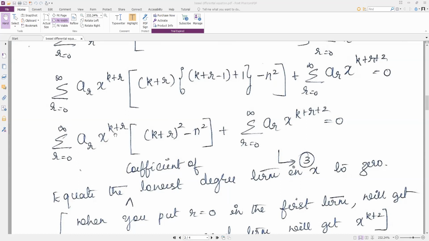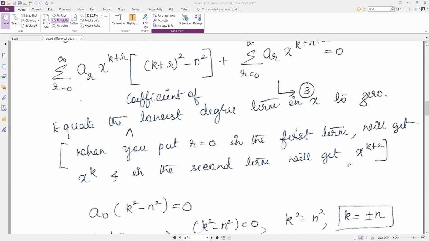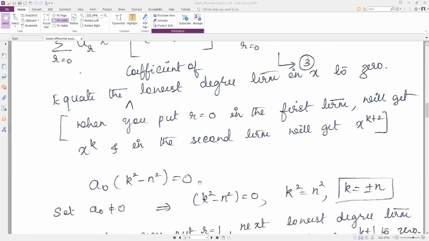So what is the coefficient of x to the power k? When you put r equal to 0, this is the lowest power of x. So let me equate the coefficient of x to the power k. So see, when you put r equal to 0, here you will get a naught, times k square minus n square. This is the coefficient of x to the power k. So that I am equating to 0 as per our procedure.